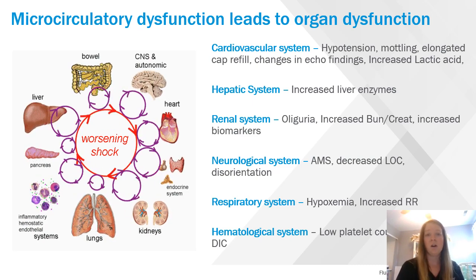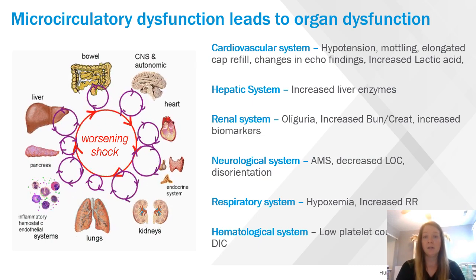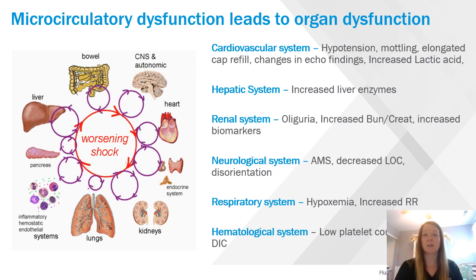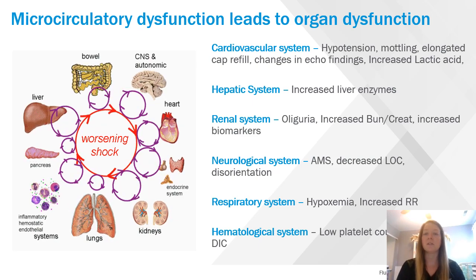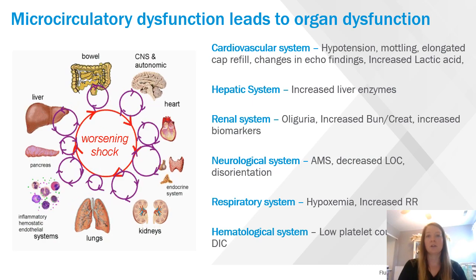If our kidneys are not having proper oxygenation, we might see oliguria or low urinary output. We might see some changes in our lab values, such as increased BUN and creatinine, maybe even some biomarkers if that's something your hospital looks into. If our brain is not being perfused, we might see our patient showing signs of altered mental status or decreased level of consciousness. And of course, with our respiratory system, our patients will be showing signs of hypoxemia and also an increase in the respiratory rate.